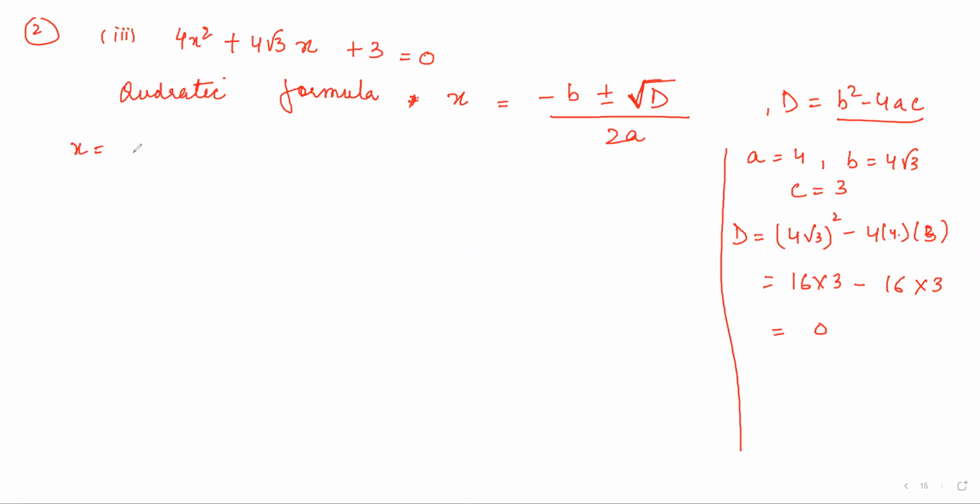Okay, so it becomes further simpler now. So x will be minus of b, and the d is actually gone now, divided by 2a. So this is minus of 4 under root 3 divided by 2 into 4. So 4, 4 cancel out. This is minus root 3 by 2. That's the value of x.